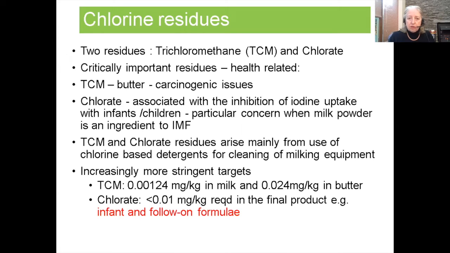TCM occurs in butter and is considered to be carcinogenic, whereas chlorate is associated with the inhibition of iodine uptake, with infants and children being a particularly vulnerable group. There is particular concern when milk powder is used as an ingredient in the infant milk formula industry. The TCM and chlorate residues arise mainly from the use of chlorine-based detergents for cleaning of milking equipment. Generally speaking, we're talking about the milking machine and the bulk tank on the farm.